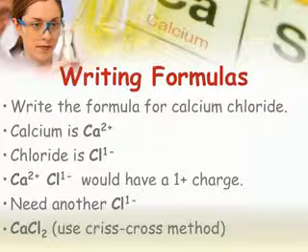CaCl2. Now notice, I can also use a method called the crisscross method, where I take the charge of the cation and put it as the subscript for the anion. And you can practice a few of those. And I actually have a worksheet that you'll find on my Edmodo or on my eBoard site that will help you understand and utilize crisscross if you want to try that.